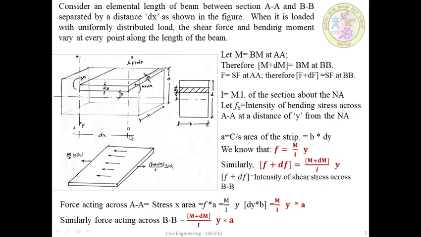Now let I be the moment of inertia of the section about the neutral axis, and let f suffix b be the intensity of bending stress across the section AA. Let small f be the intensity of bending stress due to the bending moment at section AA at a distance of y from the neutral axis. This is the distance y, and the stress is acting in this fiber. Let small a be the cross section of the strip.